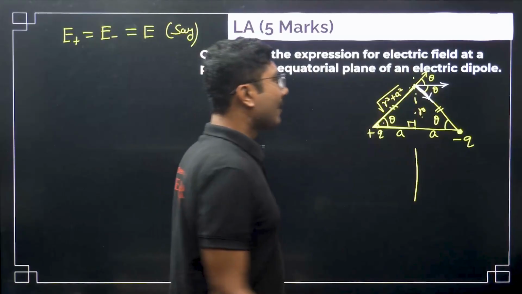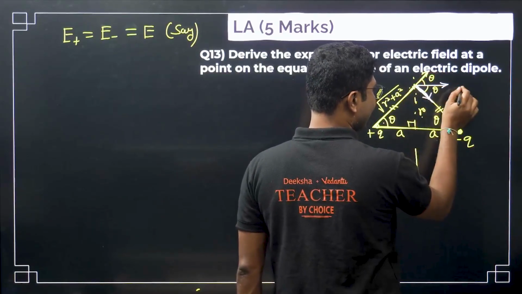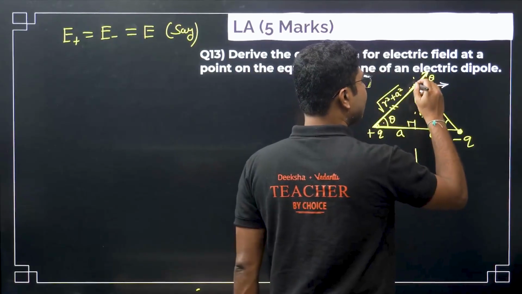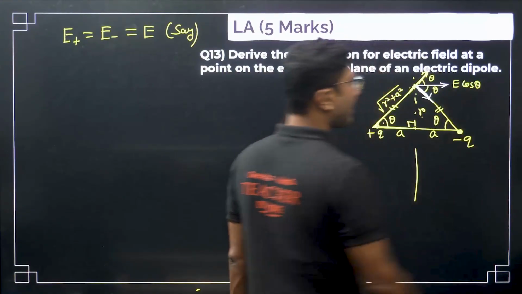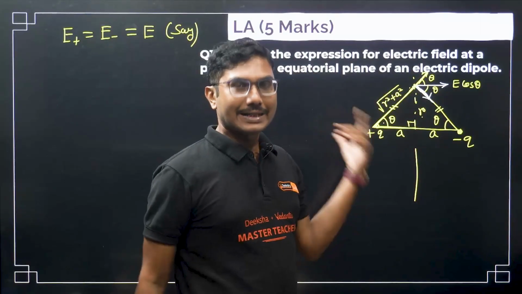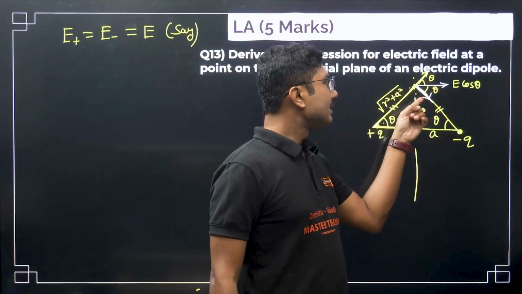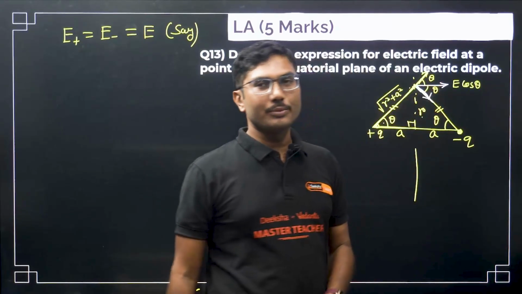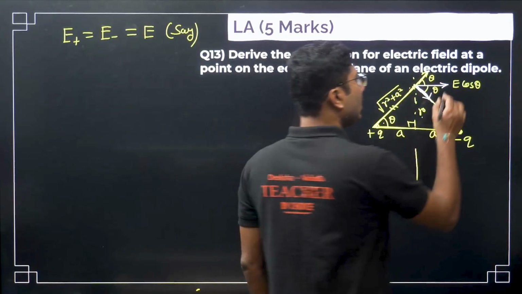Anyway, now what will be the component of this vector in this direction? This is theta, this is E, both of them are E actually. This is theta, so the component will be E cos theta, adjacent to the theta. Any component adjacent to the angle is cos theta, right? Similarly, this is also a vector. Again, the angle is theta, so the adjacent component will be E cos theta. So E cos theta plus E cos theta will be 2E cos theta.